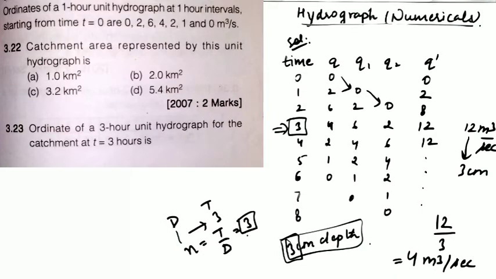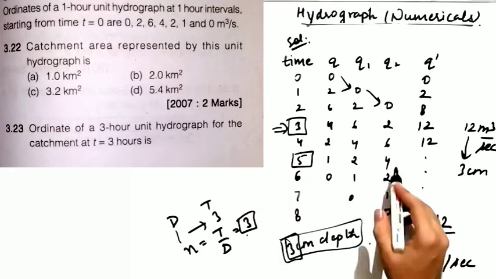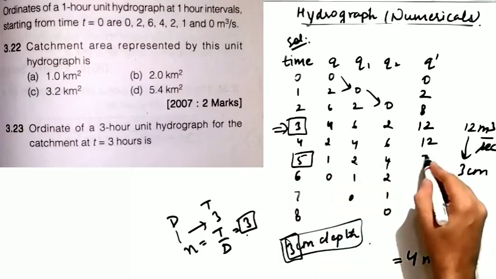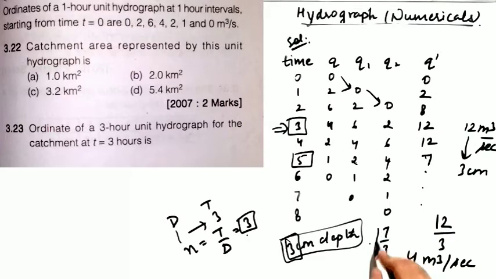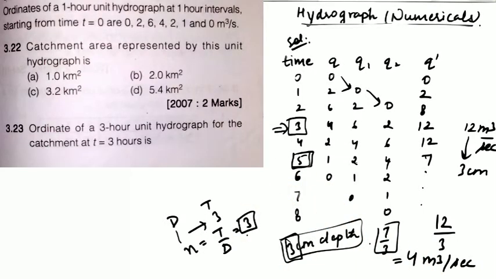Let us check whether this is in the options or not. Yes, this is in the options, and option C is the correct answer for this question. If you were asked to calculate the discharge at t equals 5, it would have been 4, 5, 6, 7. 7 divided by 3 would be the answer if the question had asked you to calculate the discharge at time t equals 5. So this is how you attempt these questions.